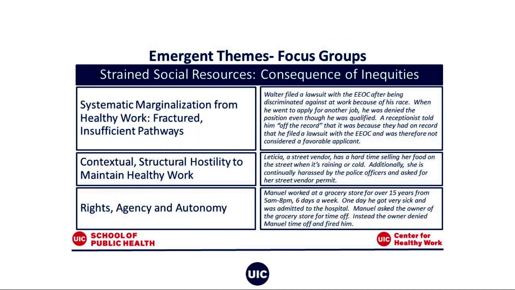And from there, we were able to identify themes under this cross-cutting theme. Overall, we were able to characterize the consequences of the inequalities experienced by the residents, such that their social resources were strained. And this played out in three different ways. Systematic marginalization from healthy work or decent work. Once people get work, a contextual, structural hostility to maintain work. A toxic workplace was another way we thought we might describe that, but decided not to. And then issues related to people's rights, agency, and autonomy. So these are just overall theme names.